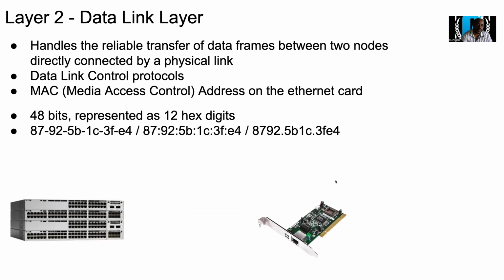Your data link layer handles reliable transfer of data frames between two nodes directly connected by a physical link. At your data link layer, there are data link protocols. You have the media access control protocol, which is your MAC address, which sits on your Ethernet card. And your MAC address is 48 bits represented by 12 hexadecimals. And your switches operate at layer 2.